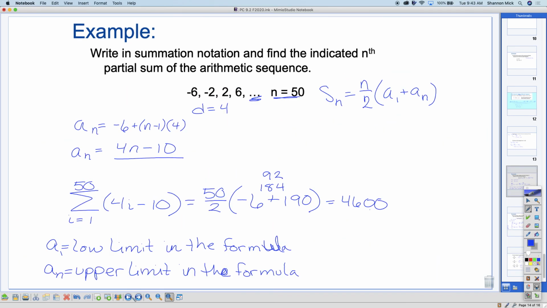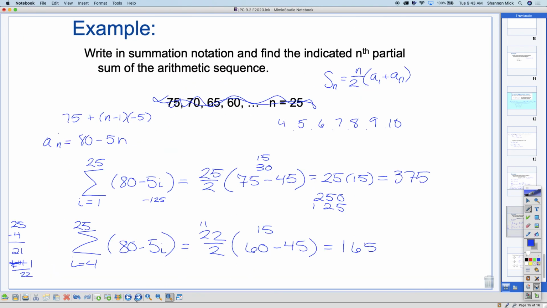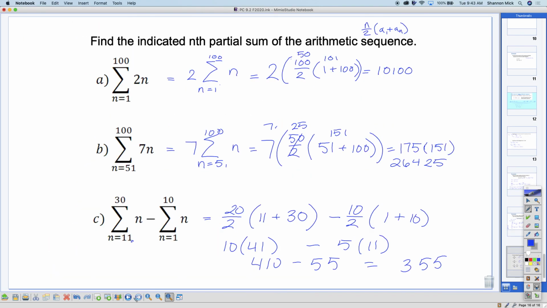I think that's it. That is it for today. Can I go to the right? Yes, you may. So what's your formula you need to learn today? The sum of n equals n over 2, a sub 1 plus a sub n.